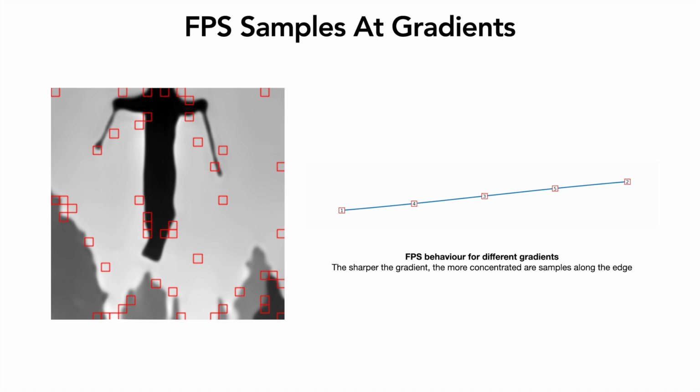Our 1D visualization makes more clear why this is the case. When the depth gradient is smooth, FPS samples the space evenly, but the sharper the surface becomes, the more samples are concentrated around the gradient. These 3D locations are consequently converted to 2D samples, and after conversion, they appear around the edges of the objects.